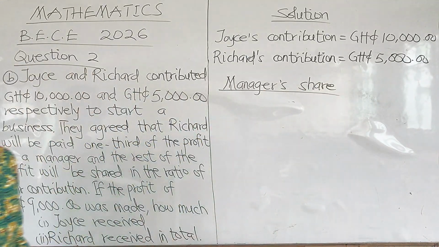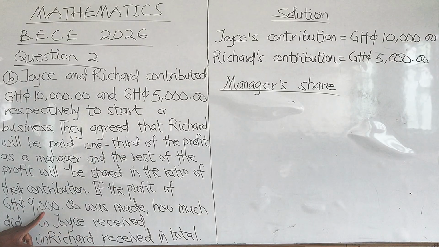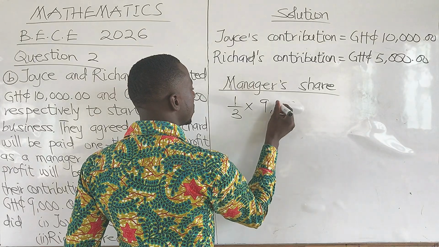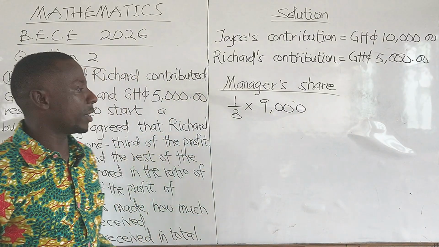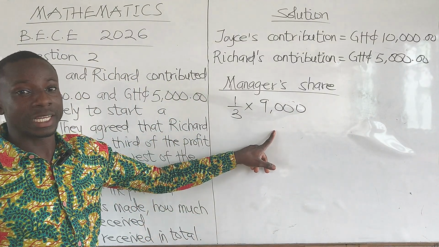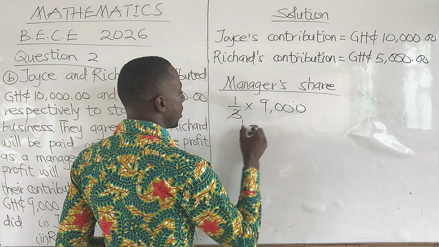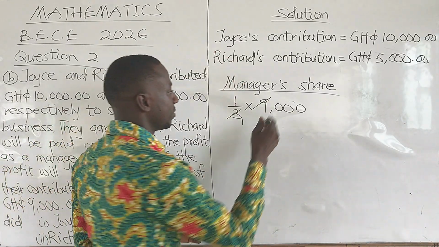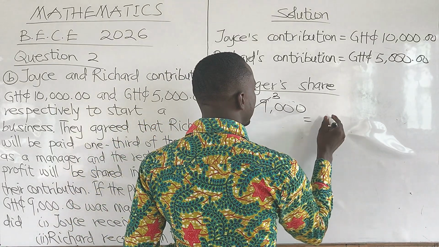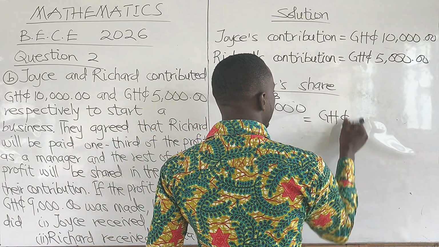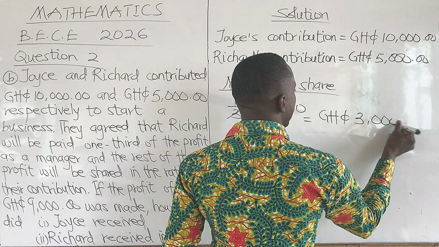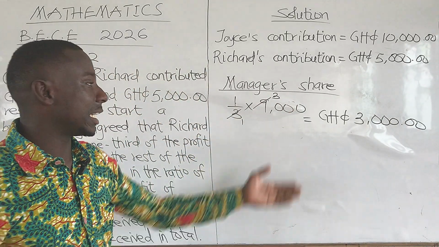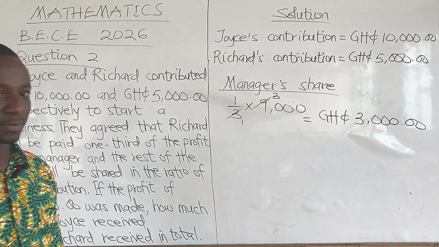So the manager's share is going to be 1/3 of the profit. And from here, we are going to do some small cancellation. 3 goes here 1, 3 goes into 9 how many times? 3 times. So we are going to get 3,000 Ghana cedis as manager's share.